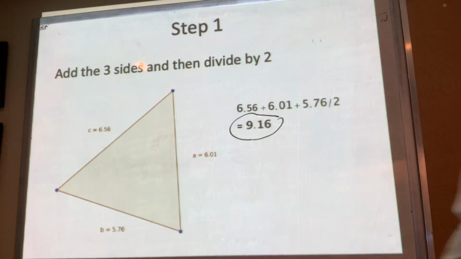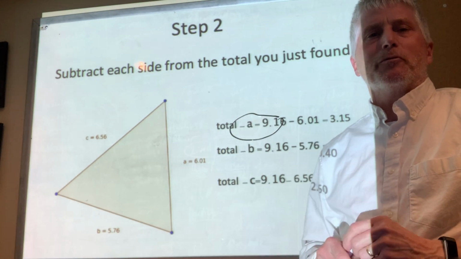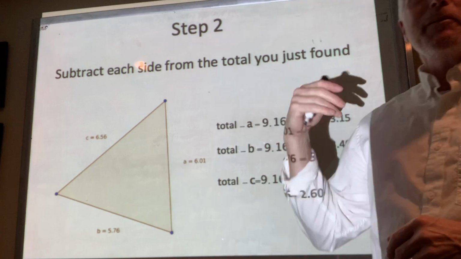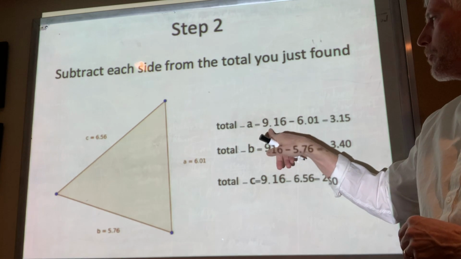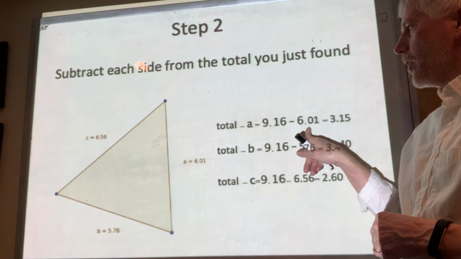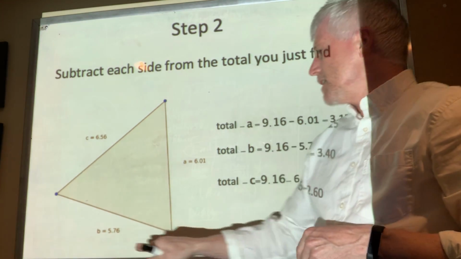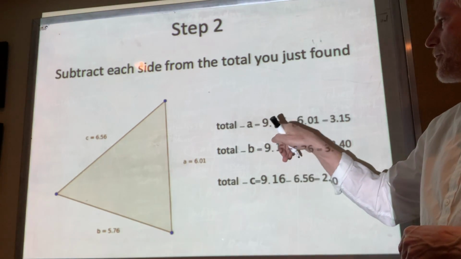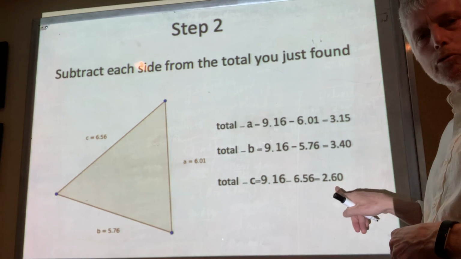Step number 2. I'm just going off screen because my computer is behind the camera and I'm just forwarding the page. I think you know that. So let me get rid of my circle there with my new eraser. Step number 2. Subtract each side from the total you just found. So the total, remember, was 9.16. So I take 9.16 and I subtract this side, the 6.01 side. I subtract the 5.76 side, and I subtract the 5.56 side. So each one of these, that's the number I found in step 1, and I just subtract the side from it, and it gives me 3 new totals.